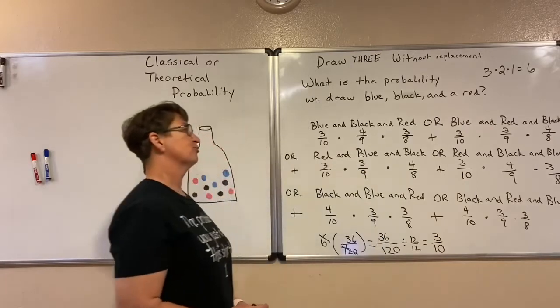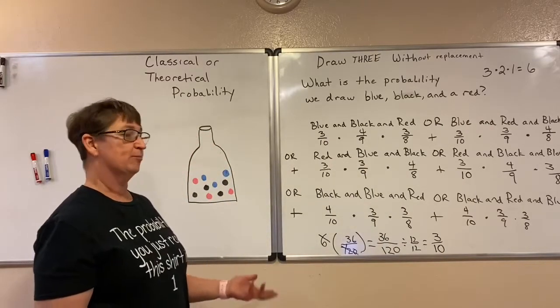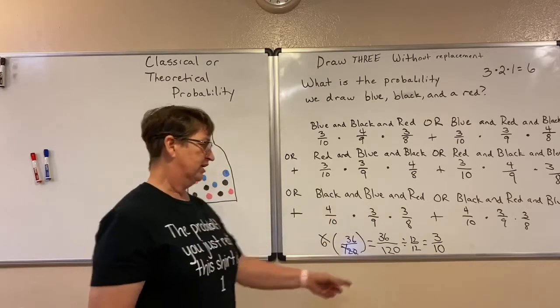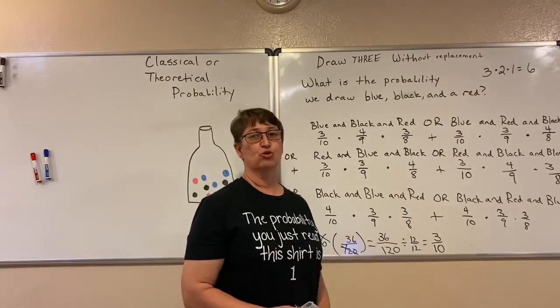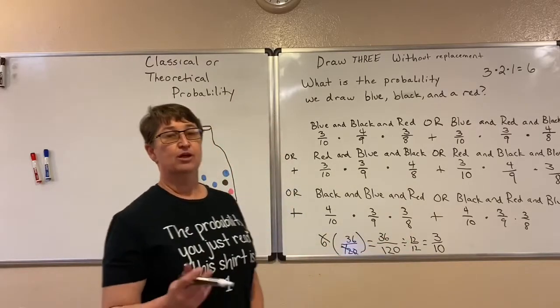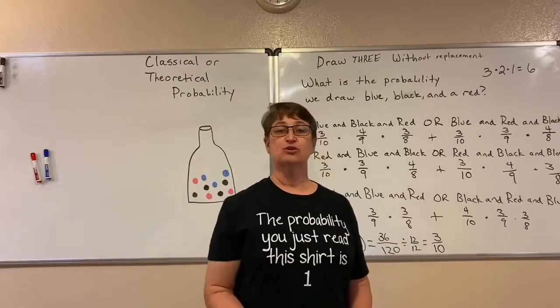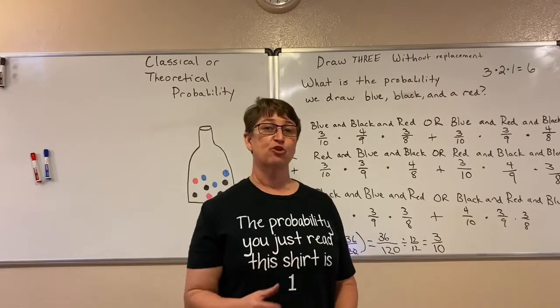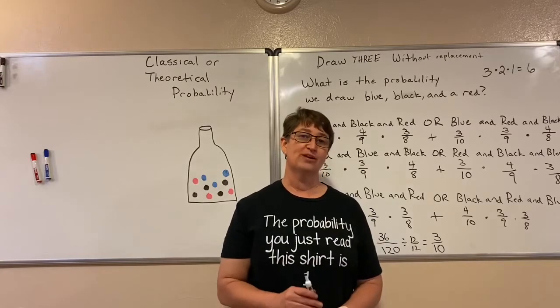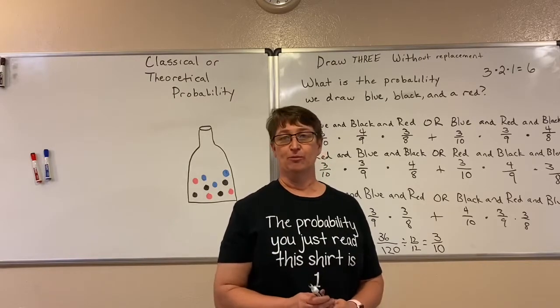So it turns out that the probability that I get a blue and a black and a red in 3 draws without replacement is going to be 3 out of every 10 trials, or we would expect it to be 3 out of 10 trials. Okay, big deal when we're dealing with the classical or theoretical probability: the first thing we want to do is write down the words. Once we have the words written down, then you can add the probability to it.